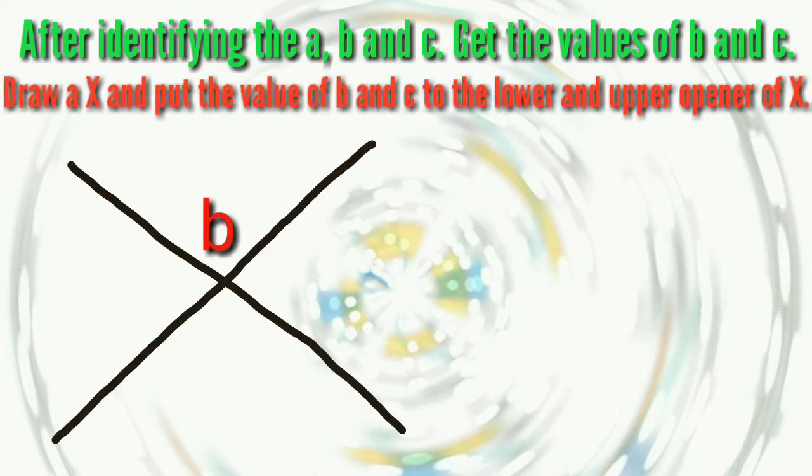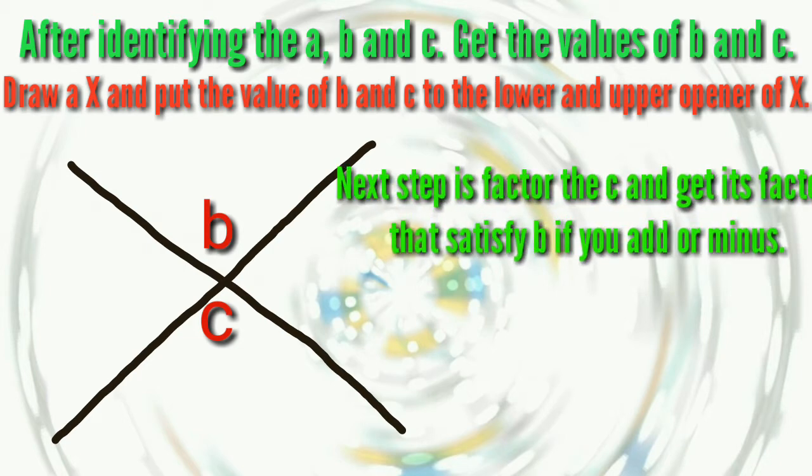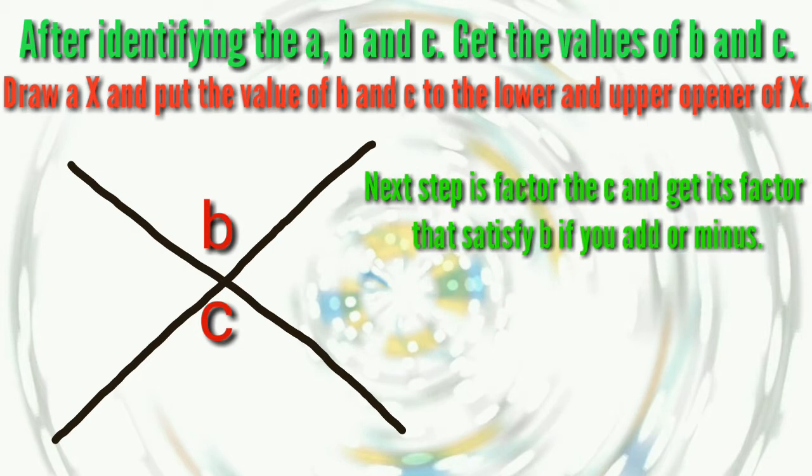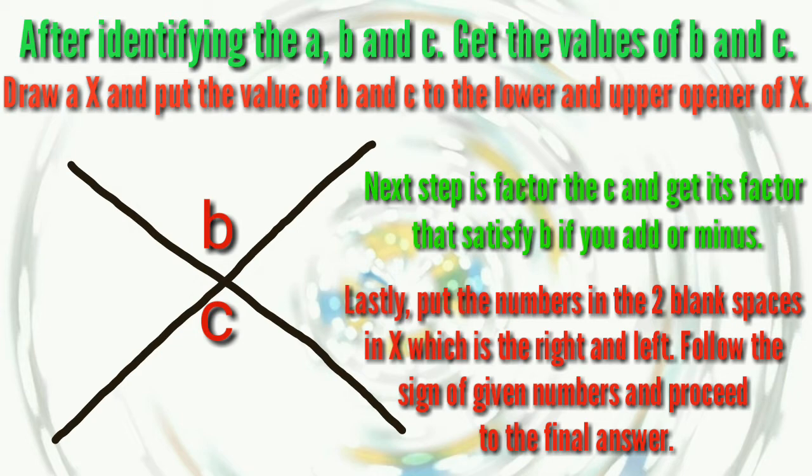After identifying the a, b, and c, get the values of b and c. Next step is to draw an X and put the value of b and c to the lower and upper opener of an X. Next step is factor the c and get its factor that satisfies b if you add or minus it. Lastly, put the numbers in the two blank spaces in X, which is the right and left. Follow the sign of given numbers and proceed to the final answer.